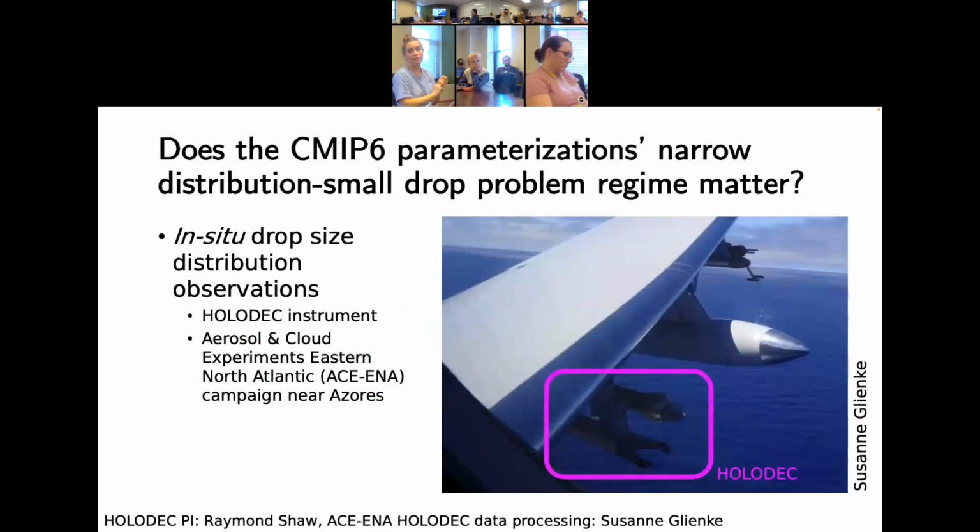And so the next question is to ask, is this problem parameter regime for the CMIP6 parameterizations a problem? Does this actually occur in the real world? And so we look at in situ observations of drop size distributions to try to answer this question. Here we have just analyzed one field campaign from the Eastern North Atlantic ENA site.